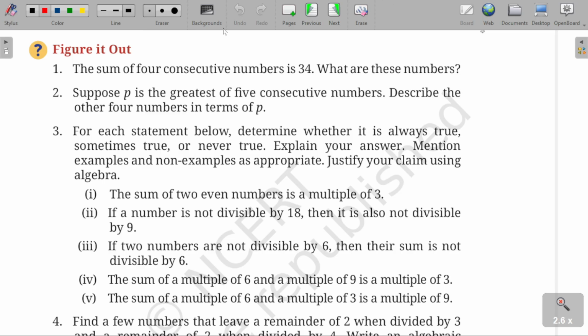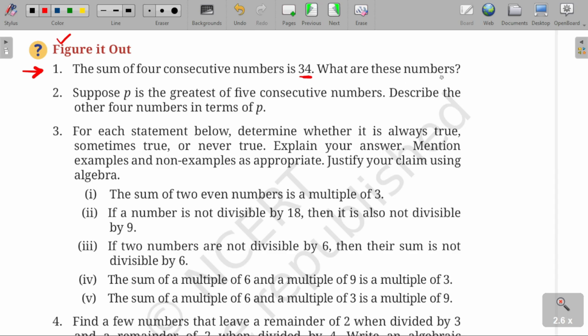As you know, we have started Chapter 5, Number Play, and today we are on the first Figure It Out of this chapter. So let's start without any delay. Question number 1: the sum of four consecutive numbers is 34. What are these numbers?